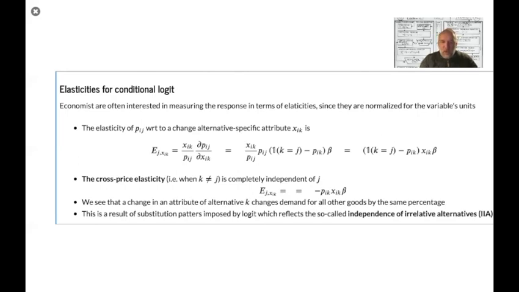This reflects some of the substitution patterns imposed by logit. It is called the independence of irrelevant alternatives. It's one way of seeing the independence of irrelevant alternatives, and we're going to look at many different ways of seeing these proportional substitution patterns implied by logit in the next video.